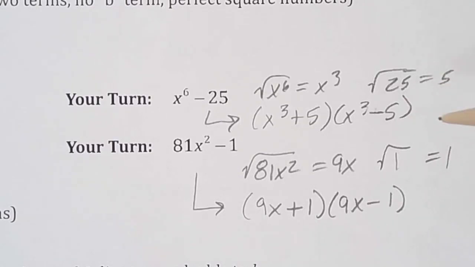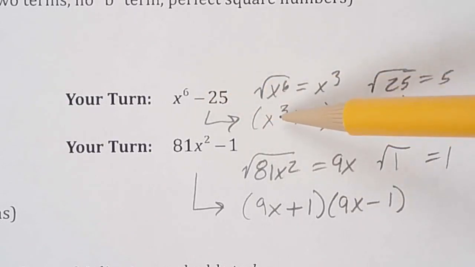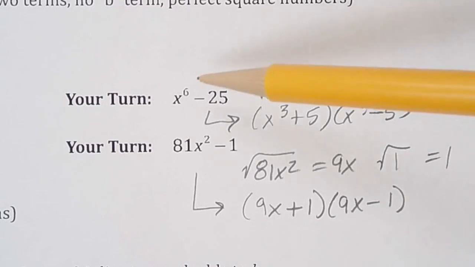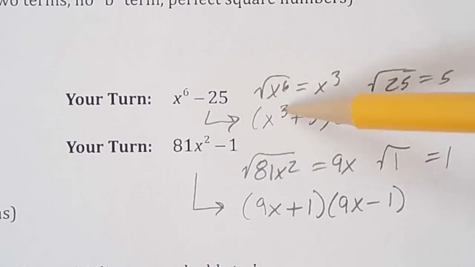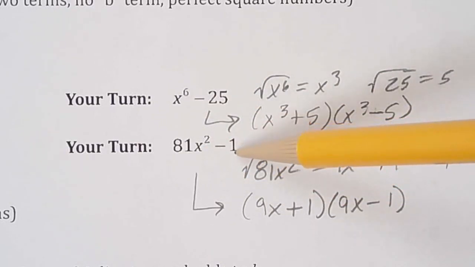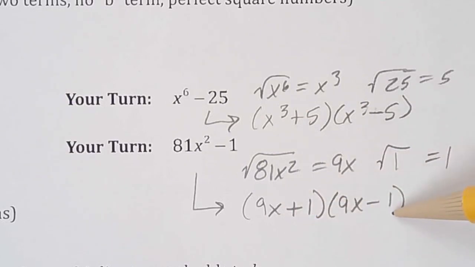All right, here's what I got for those answers. x to the 6th minus 25. I got x to the 3rd plus 5, x to the 3rd minus 5. You might notice that this exponent here is half of this exponent here. And down here, 81x squared minus 1 comes out to 9x plus 1 times 9x minus 1.